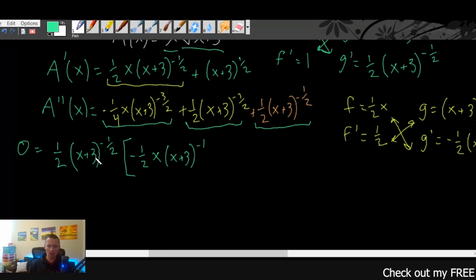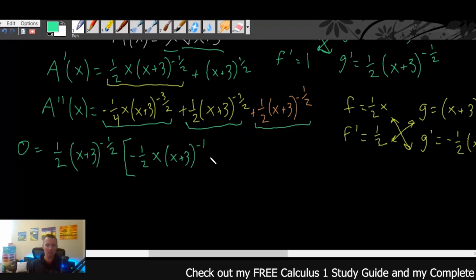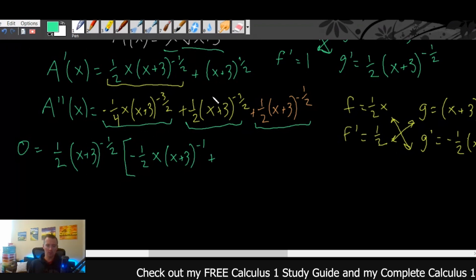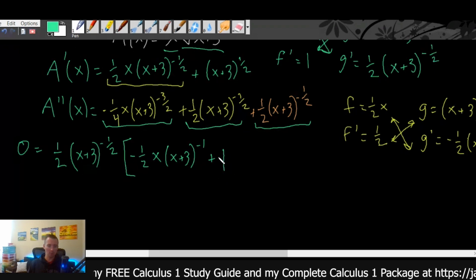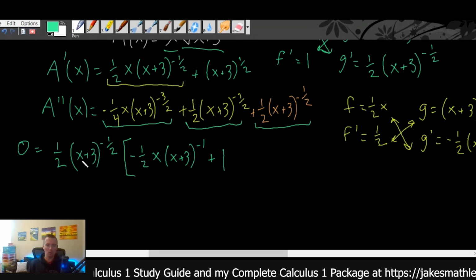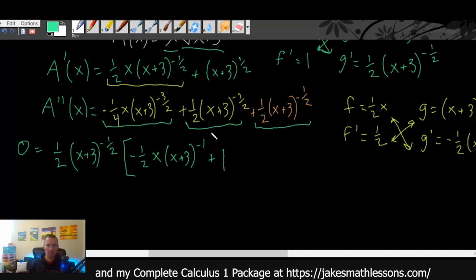So we pulled out 1/2 x plus 3 to the negative 1/2. That's exactly what this was. But you do want to be careful. This isn't just going to disappear. Whenever you're factoring out something like this and you factor out the entire term, it doesn't just disappear. You need to put a +1 as a placeholder there, because if you imagine distributing this back in, we need this term to actually be there when we do that.